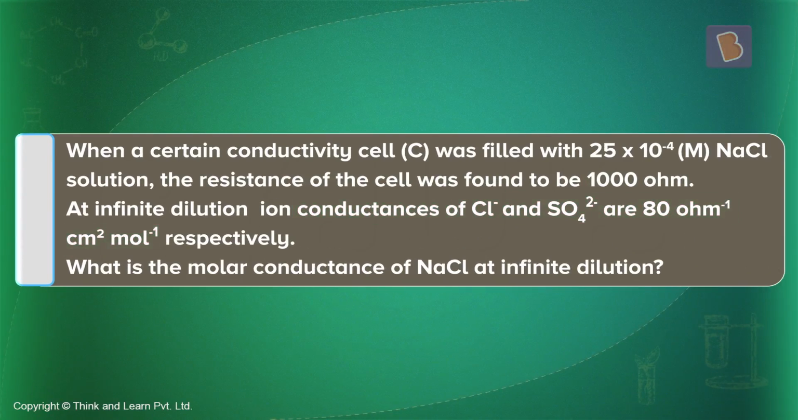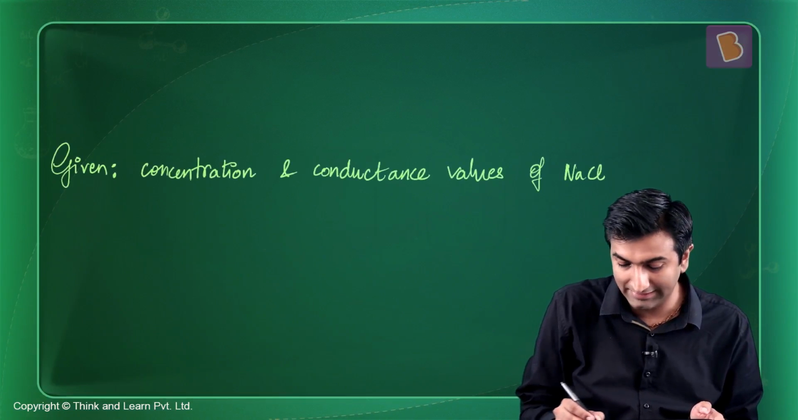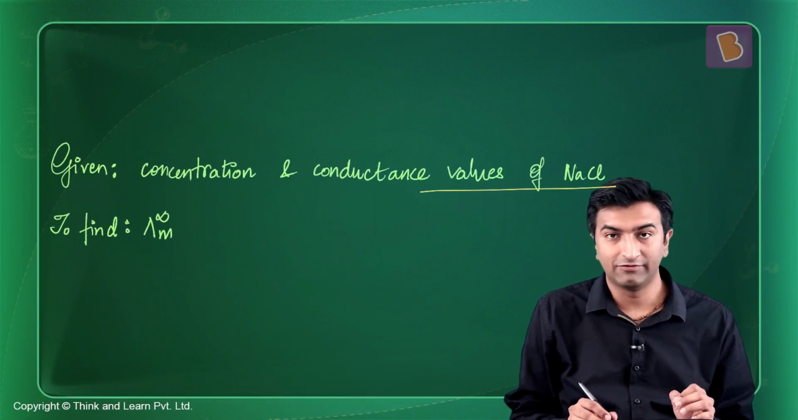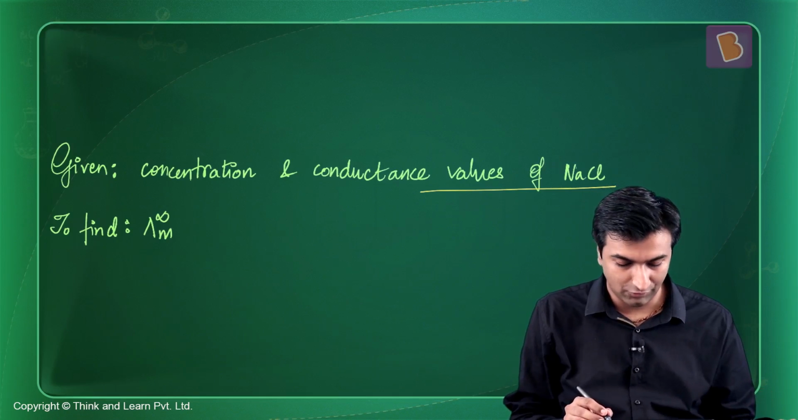Now, what we have to do in the first question is find out the molar conductance of NaCl at infinite dilution. So what's given to us? Well, we just have the concentration and conductance values of NaCl. We just need that table. You have to solve this one. And we should be able to figure out lambda infinity m or lambda naught m. So let's see what we need to do. What's the approach going to be like?